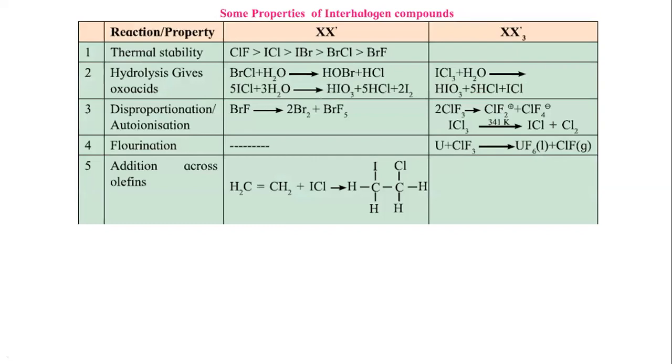I'm coming to the next part. Some properties of interhalogen compounds. Thermally, ClF is more stable than BrF. ClF, then ICl, then IBr, then BrCl, BrF. This is thermal stability. These are the reactions when the interhalogen compounds react with water.